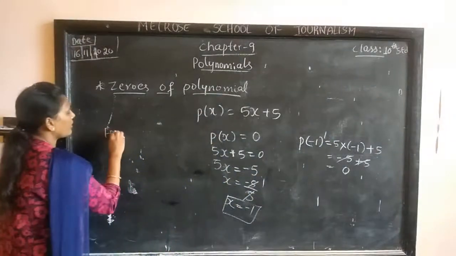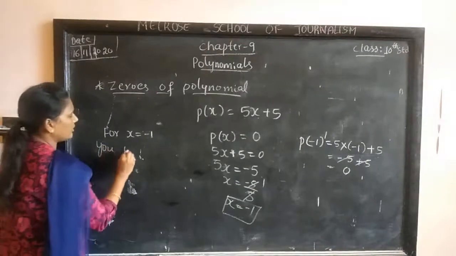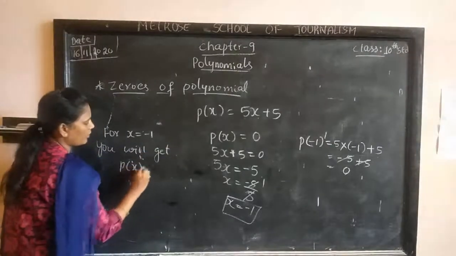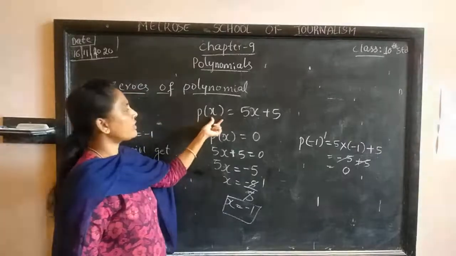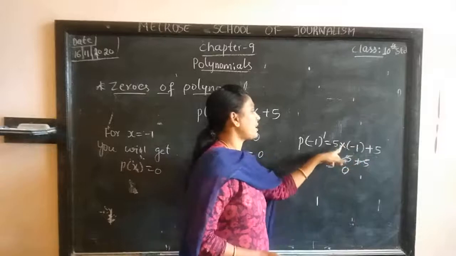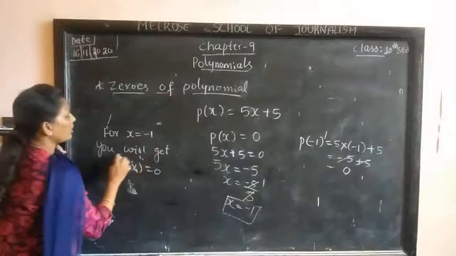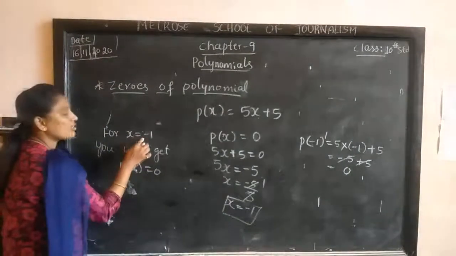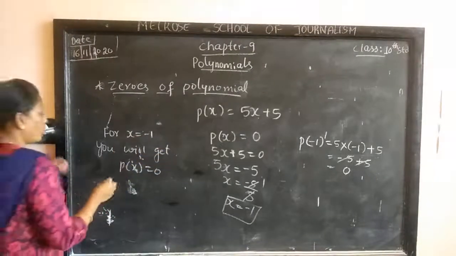For x equals minus 1 you will get P of x as 0. Yes or no? In place of x you have substituted minus 1, here minus 5 plus 5, and you are getting 0. For x equals minus 1 you will get P of x equal to 0. So this x equals minus 1 is called the zero of the given polynomial.